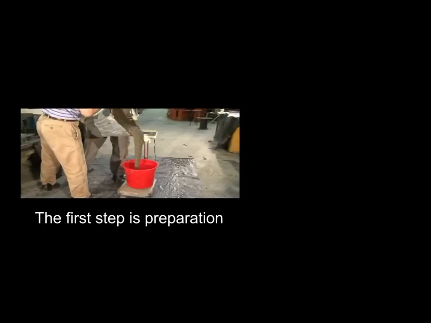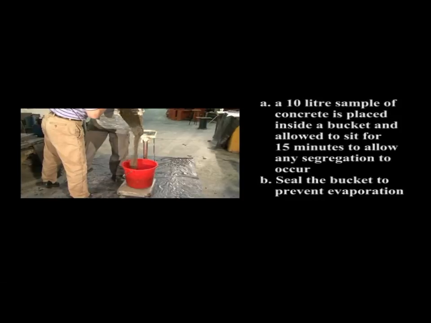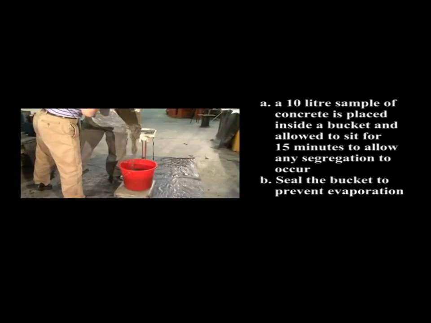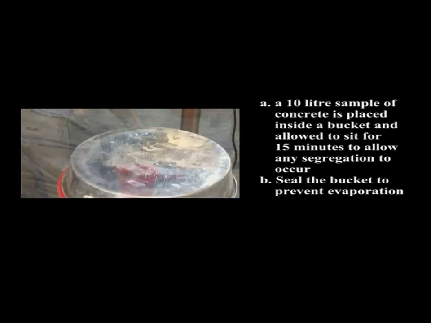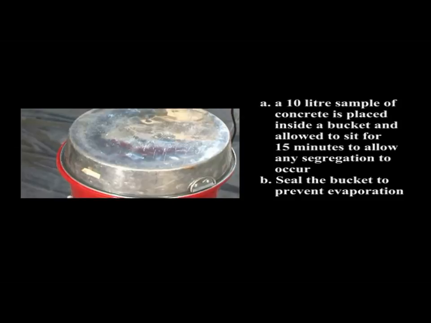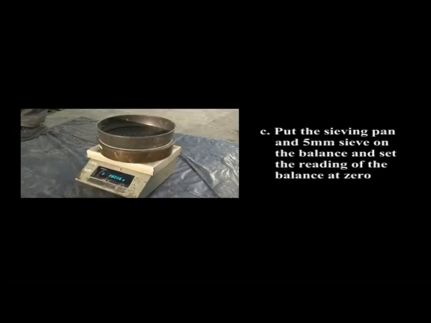The first step is preparation. A. A 10 litre sample of concrete is placed inside a bucket and allowed to sit for 15 minutes to allow any segregation to occur. B. Seal the bucket to prevent evaporation. C. Put the sieving pan and 5 mm sieve on the balance and set the reading of the balance at 0.